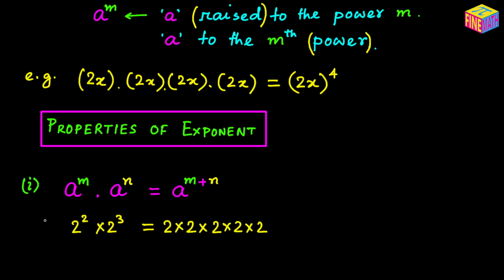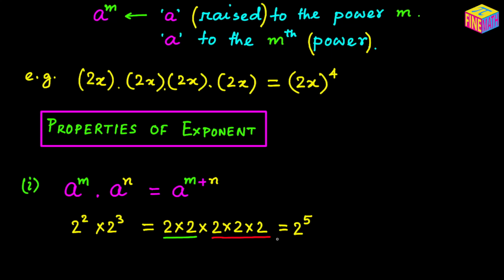So the first portion was 2 squared, and then the next portion is 2 cubed. Now how many 2's do we have? Well, here we see there are 5 2's being multiplied together. So now this becomes 2 to the power 5.